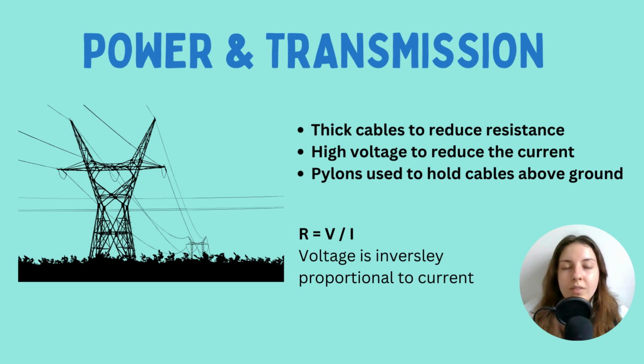Another way to help with this is to use very thick cables, which reduce the resistance. We also have, like I said, very high voltages to reduce the current, but also, like I mentioned previously, the pylons that are used to hold those cables above the ground. Remember, because they have such high voltages, those cables are going to be incredibly dangerous. So we want to make sure that they are above ground, but also far away from anybody. So they're often placed in fields. You may even see them on the motorway. They're far away from anybody, and high above ground as well.